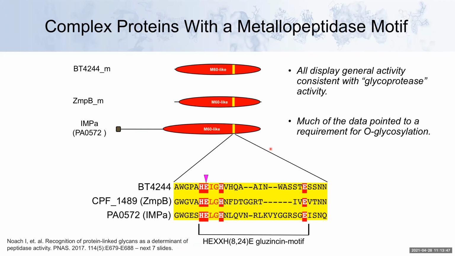So we simplified our problem by stripping it down to the catalytic domain to study that. ImpA we couldn't strip down. We had to produce it as the whole thing. But suffice to say that they all shared the expected glycoprotease activity that had been previously reported. And again, making a longer story short, much of the data pointed to a requirement for O-glycosylation.